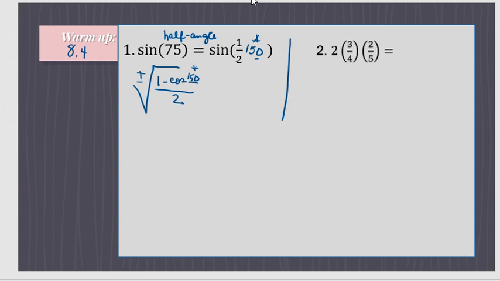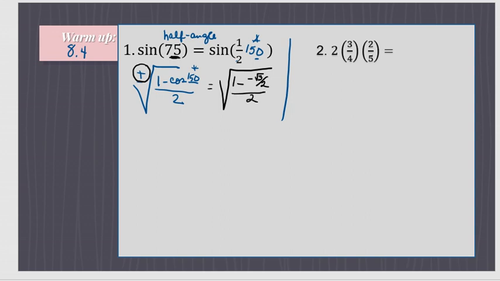Okay? But then I want to go ahead and explain real quick that to choose positive or negative comes from the 75, or it can come from half of 150 because half of 150 is still 75. Either way, that's in quadrant 1 and it's going to be positive. Now the first thing you have to do is substitute in for the cosine of 150, which is negative square root of 3 over 2. So it's 1 minus the negative square root of 3 over 2, all over 2.